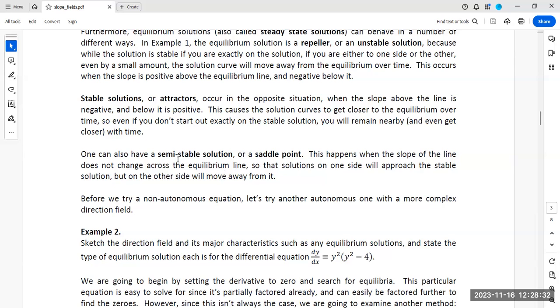So what you will have is you will have on one side of the graph, the trajectory will approach the equilibrium, and on the other side of the graph, it will go away from it. So it'll either be positive on both sides or it'll be negative on both sides. And so that's called a semi-stable solution. It's stable from one direction, but not from the other.